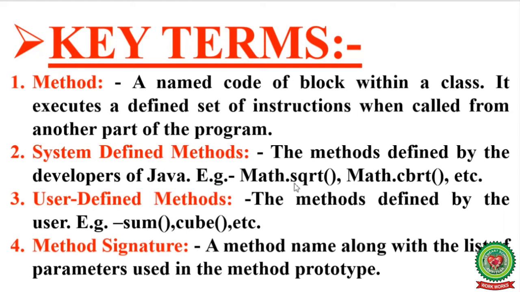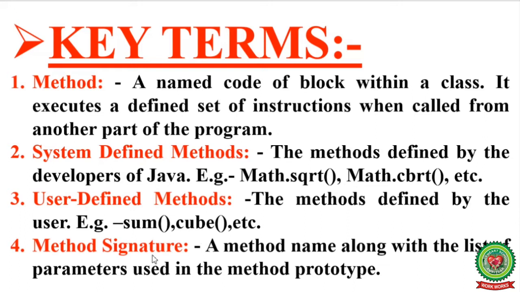Example, Math.sqrt, Math.cbrt. Now sqrt, whenever you call this method, calculates the square root of a number. You need not perform any calculation. So it is a system-defined method. Next is user-defined methods. The methods defined by the user, meaning the methods that you can create on your own. It can have any name like sum, cube, display, etc.